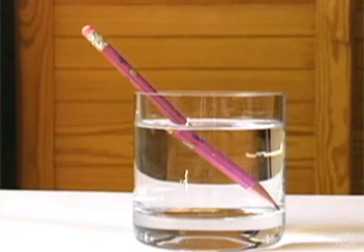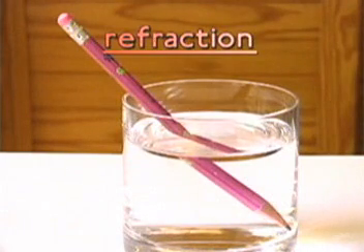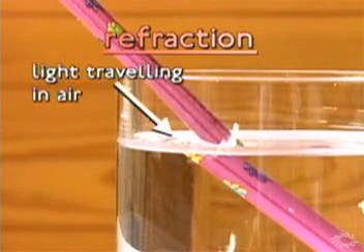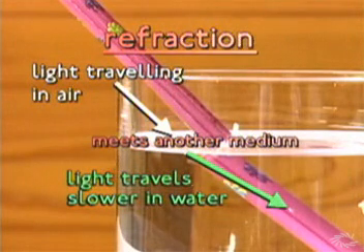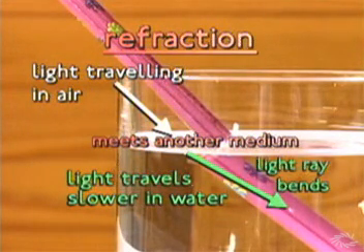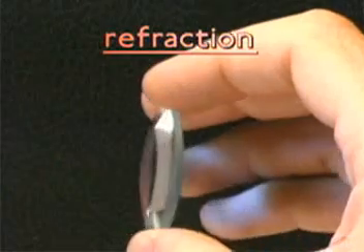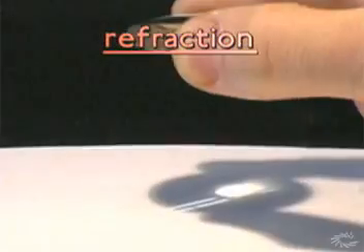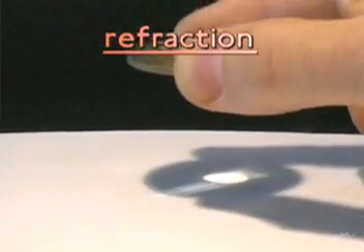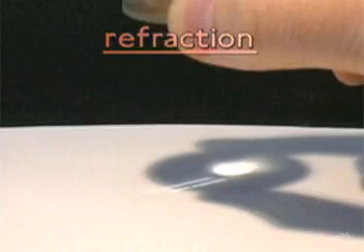This pencil appears to be broken at the waterline. This is due to refraction. Electromagnetic waves travel faster in air than they do in water, and as a result, when they go from one medium to another, the image appears bent because the light ray deviates from its normal direction. Refraction is the basis of lens technology. It also occurs with sound waves and all other waves.